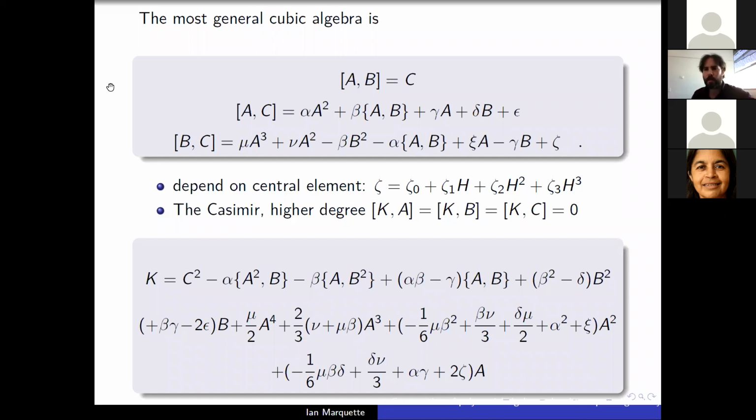Here I give the case of the cubic algebra, and I want to point out that there is a unique Casimir operator that is quartic, because there is this A to the power 4 here. This is an element in the enveloping algebra that commutes with the generators A, B, and C. Again, the structure constants can depend on the Hamiltonian or any other central element of the model.